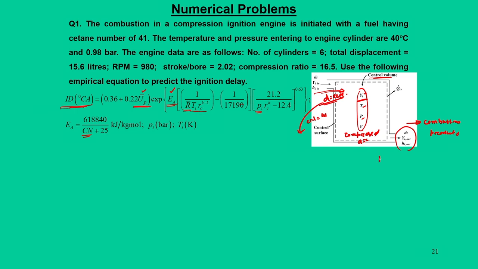The data that are given: Pi, that is the initial pressure, is 0.98 bar, as the charge is entering. Ti is 40 degree centigrade, and this number has to be in Kelvin, 314 Kelvin. Rc, that is compression ratio, is 16.5. R bar, that is the universal gas constant, is 8.314 kilojoule per kg mole Kelvin. So, these data are given. What we do not know is Ea and Up bar.